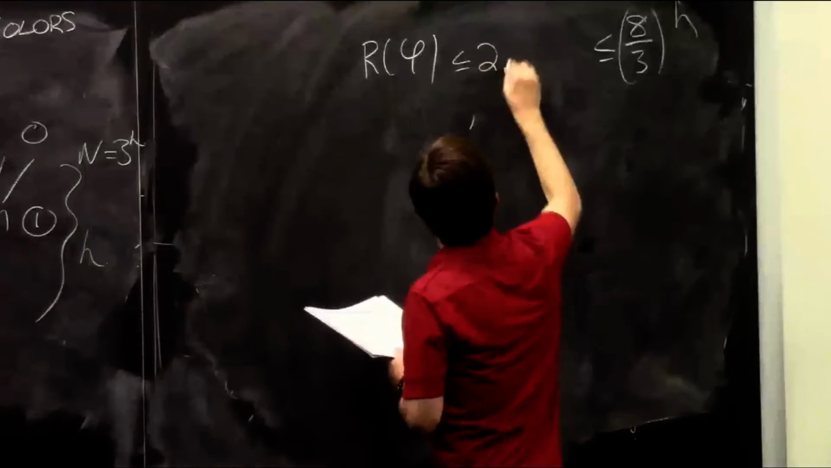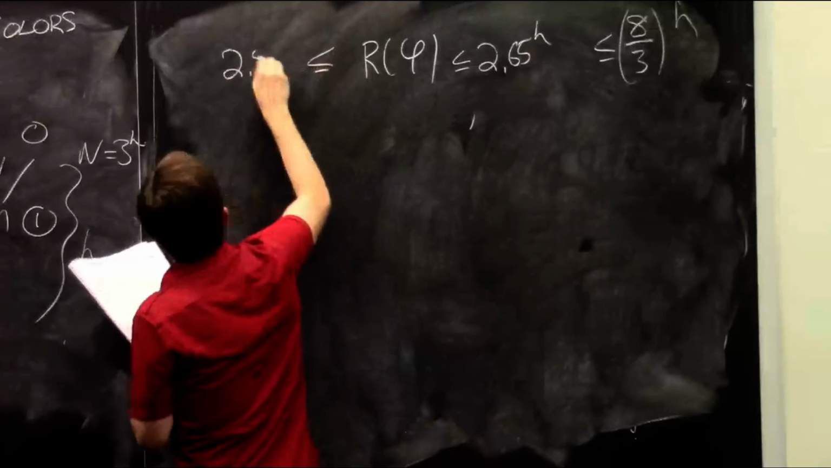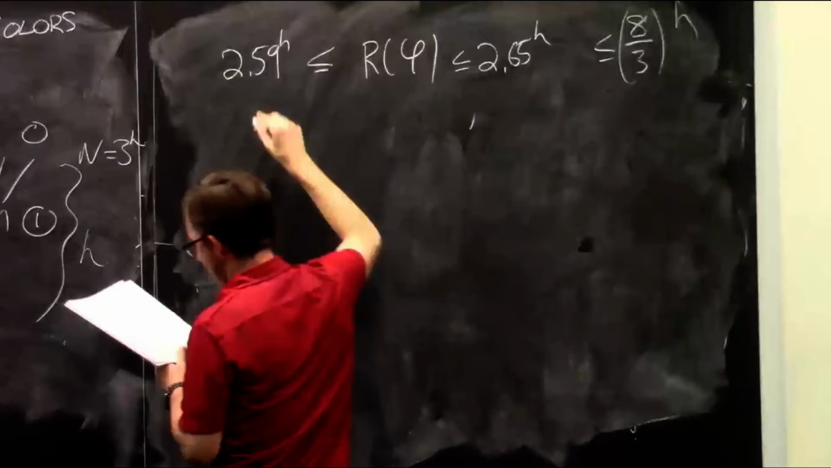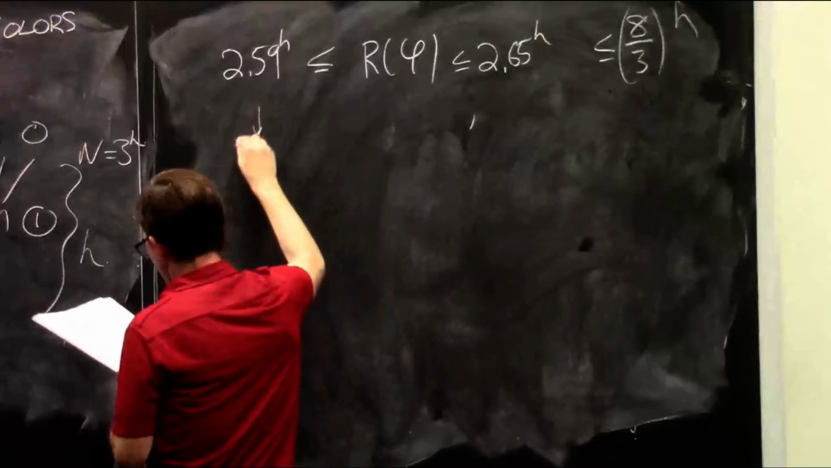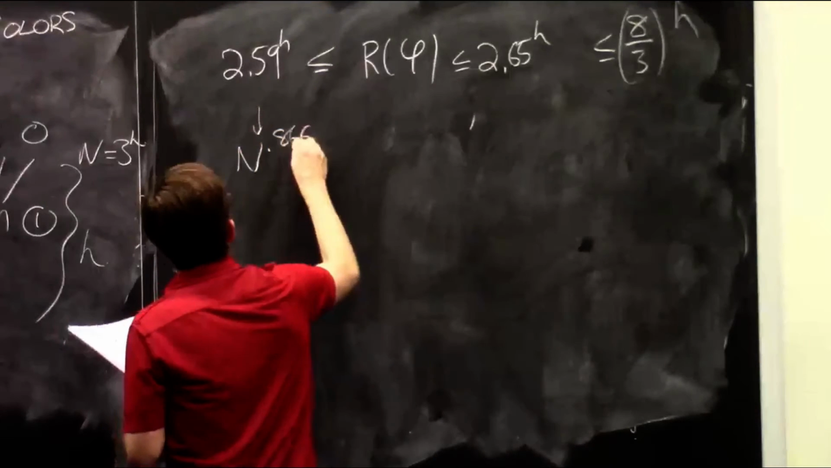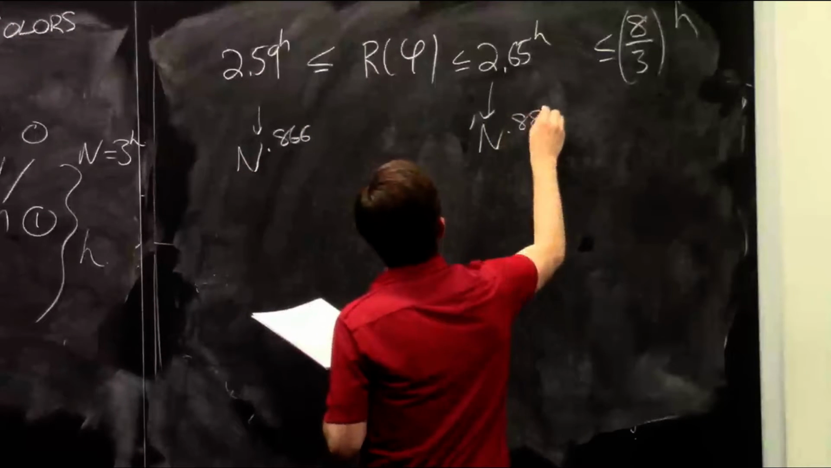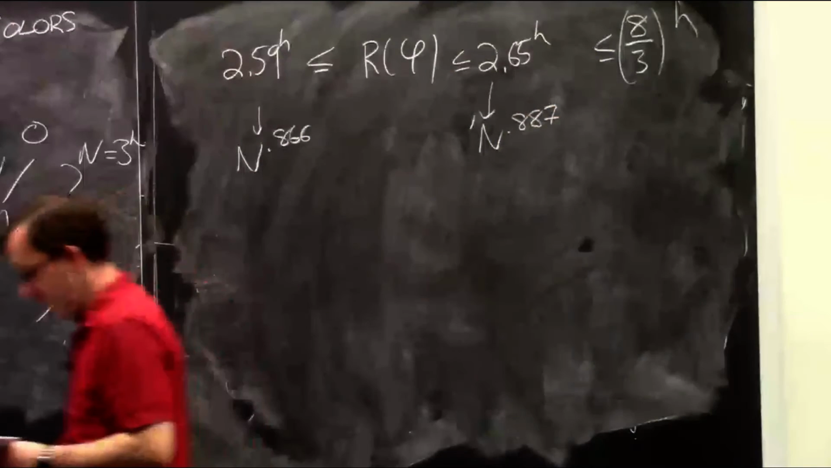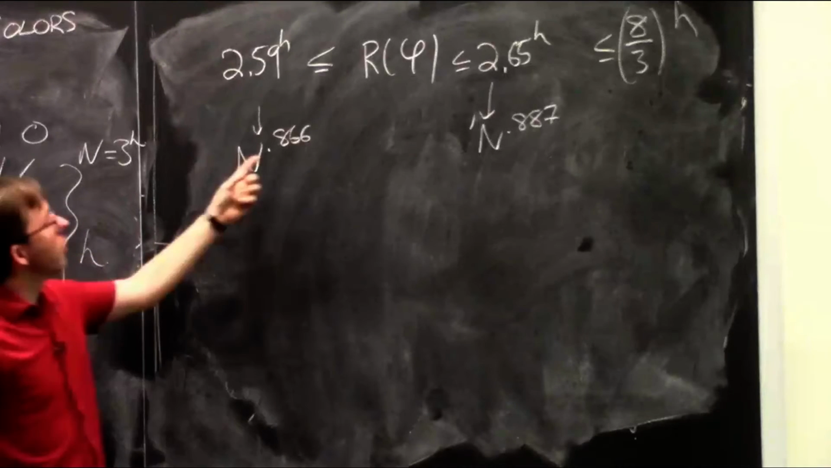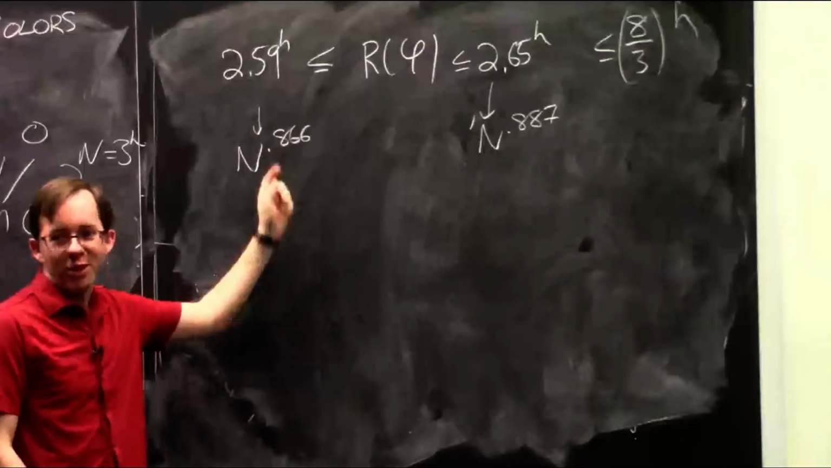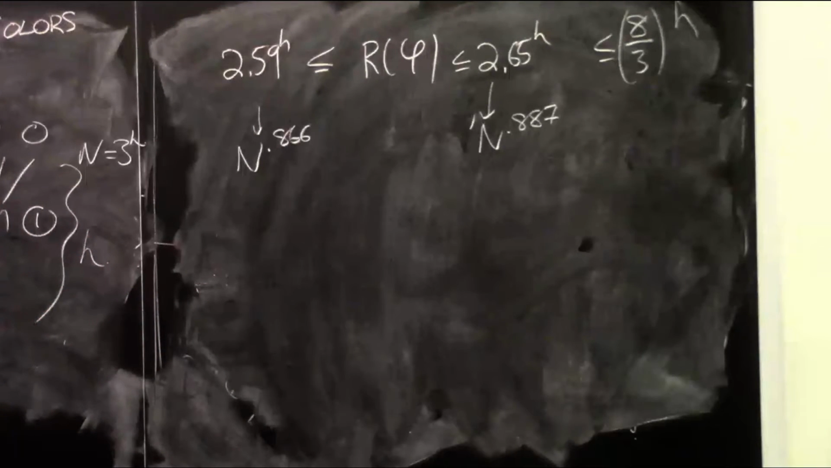The best thing currently known is 2.65 to the h. And there's also a lower bound of 2.59 to the h. Both of these are quite hard. This is from 2016. This is from 2015. And this is n to the 0.866. This is n to the 0.887. That's all that's known. I don't know, this is like some square root of 5 over 2 or something like that. These are complicated papers.